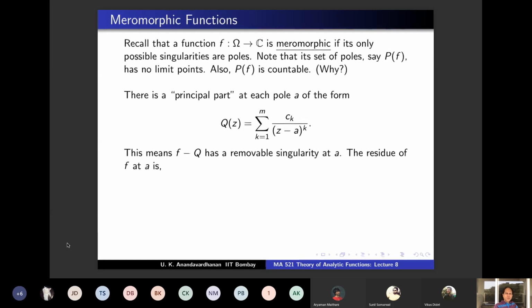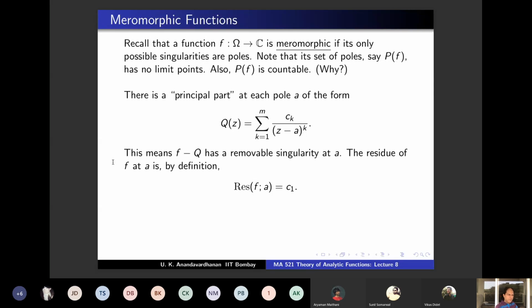Now we are going to define the residue of f at a. At each pole you have a residue, and the definition is this. The residue, denoted Res(f; a), is by definition the coefficient of 1 by z minus a. The principal part is something by z minus a, plus something by (z minus a) squared, plus etc. The coefficient of 1 by z minus a, that is c1, is by definition the residue. So the residue of a meromorphic function at a point a is obtained by taking the principal part at that point.